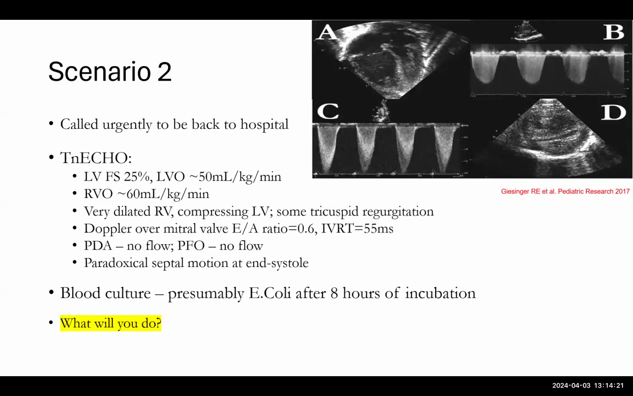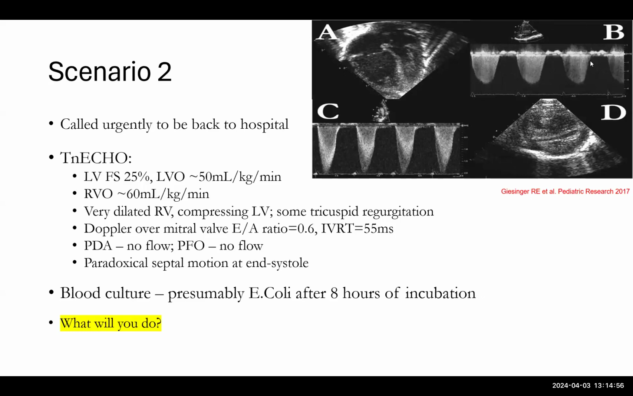Someone doing TNE was called urgently back to the hospital, and then did the TNE. The LV fractional shortening is 25%, LVO is 50 mL per kilo per minute. RVO was 60. So a very dilated RV, compressing the LV, some tricuspid regurgitation, Doppler E/A ratio 0.6, IVRT 55. PDA, oh, there's no ductal flow. Careful, they couldn't see any flow across it. Some paradoxical septal motion in systole.